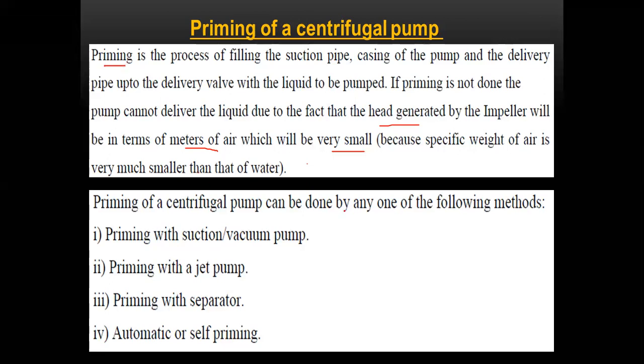Next, coming to the various methods to be followed for the priming of the pump. First one is priming with a suction or vacuum pump, priming with a jet pump, priming with a separator, automatic or self priming. These are the various methods we are using for priming of the centrifugal pump.